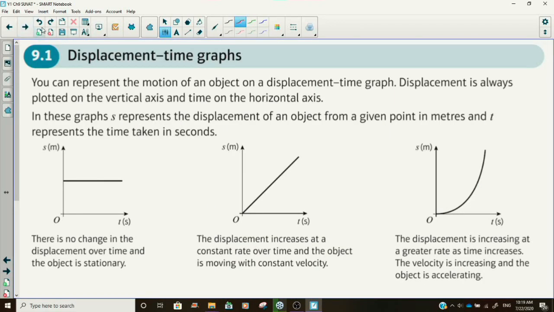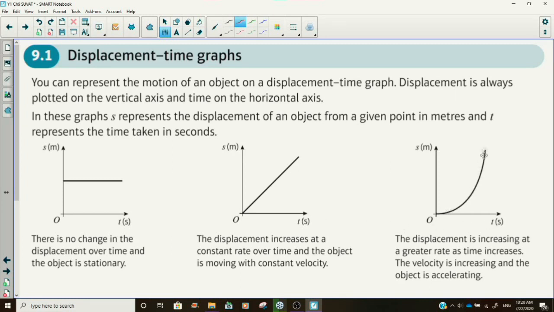Just to summarize the key points from that graph: when you have a displacement time graph and you have a horizontal line, that means there's zero velocity. There's no change in displacement over time, so the velocity is zero. When you have an increasing straight line, that's a positive velocity. When it's a decreasing straight line, it's a negative velocity, but also constant velocity.